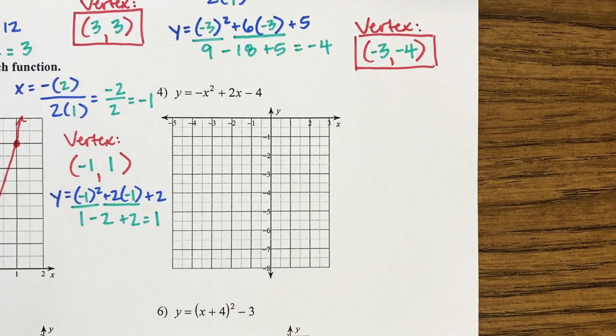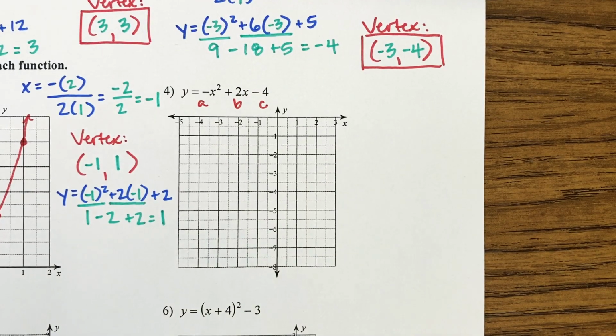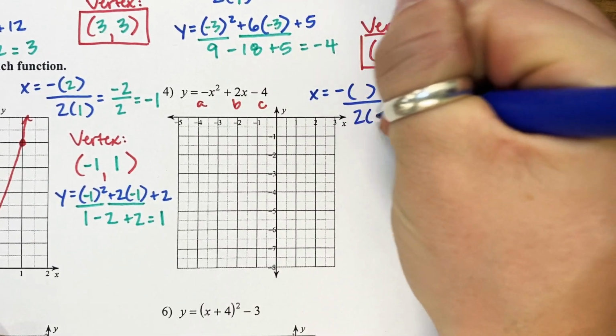Okay, we're going to need to know that for number 2, so let's identify our a, b, and c for number 2. So we can plug it into our mini formula. X is equal to negative b over 2 times a.